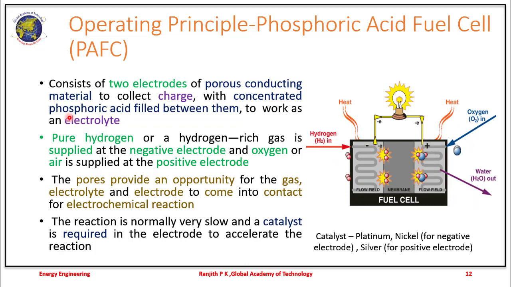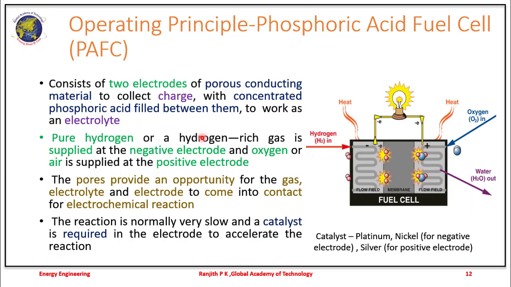The first one is the phosphoric acid fuel cell. It basically consists of two electrodes which are porous in nature, and the material is conducting. It is basically conducting to collect the charge, with concentrated phosphoric acid filled between them to work as the electrolyte. So the electrolyte here is the phosphoric acid, hence the name phosphoric acid fuel cell.